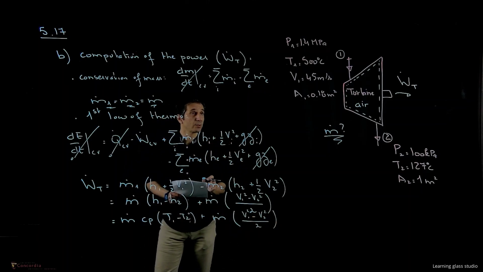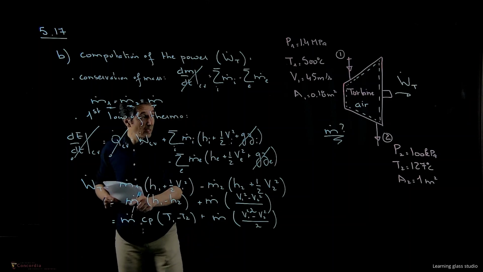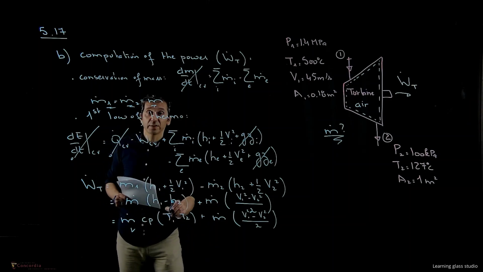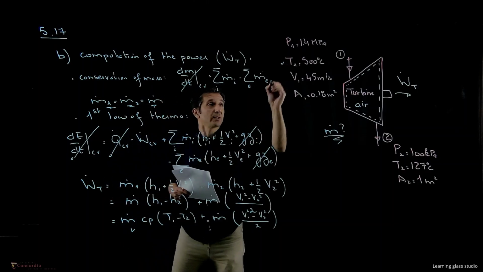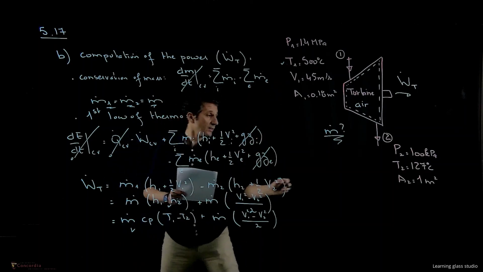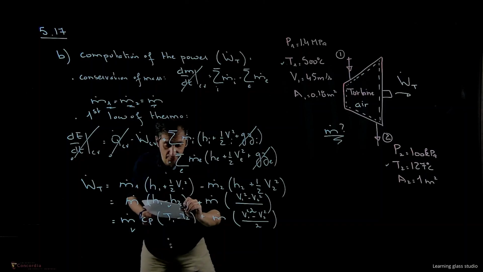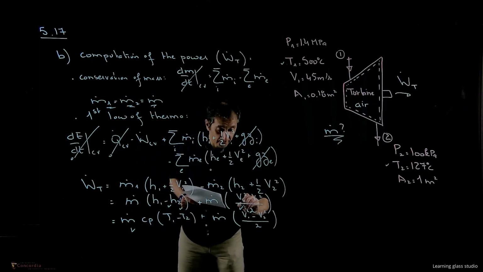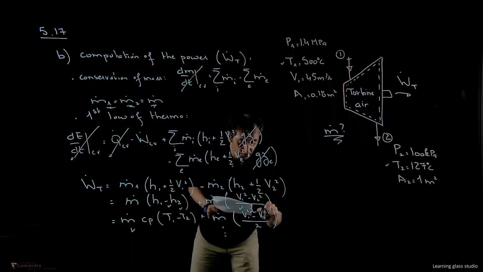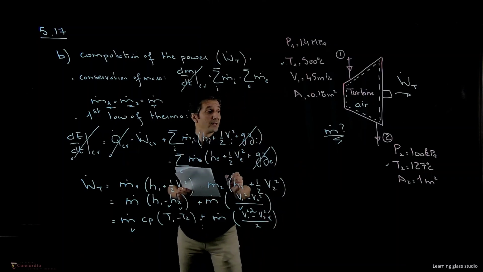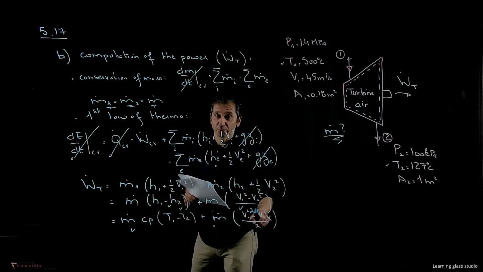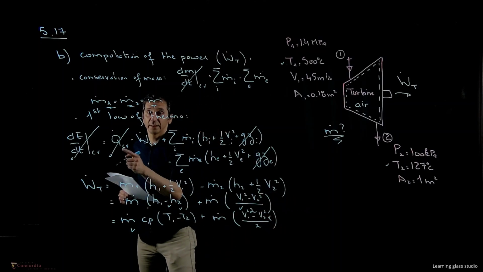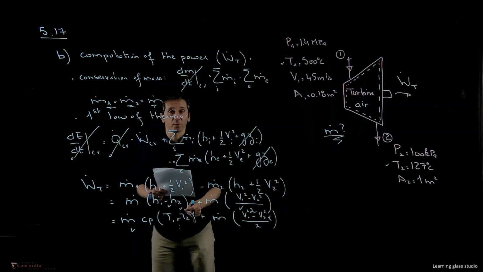Okay, let's check what we have here. M dot, we just calculated, so this is a done deal. Do we have T1? Yes, we do. Do we have T2? Yes, we do. M dot, we said we have it. Do we have V1? Yes, we do. Do we have V2? Oops, we don't have it. So we need to calculate V2. As soon as we get V2, we can plug all the values here, and we will get our power.